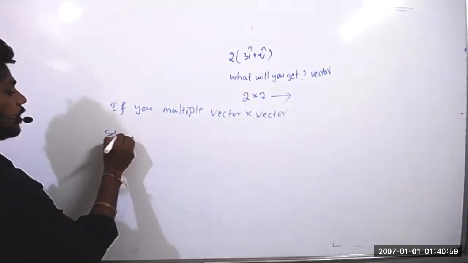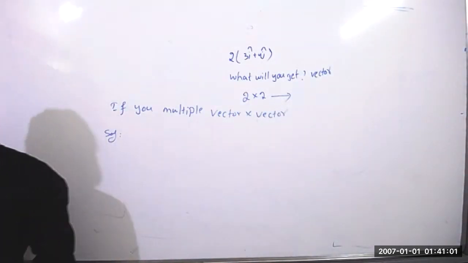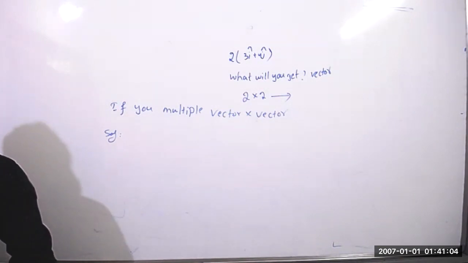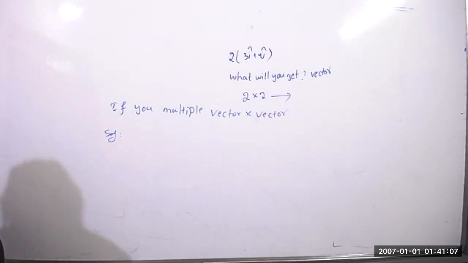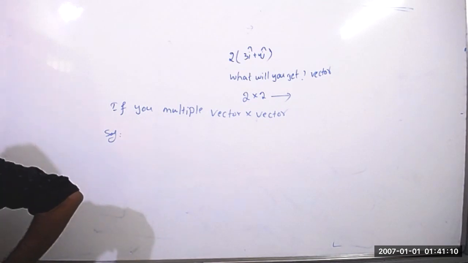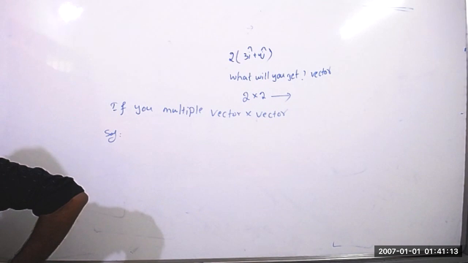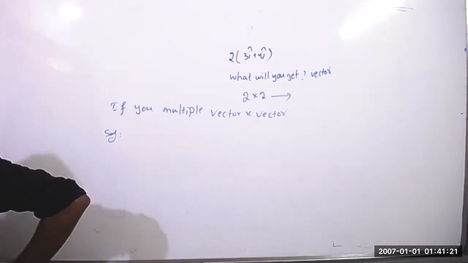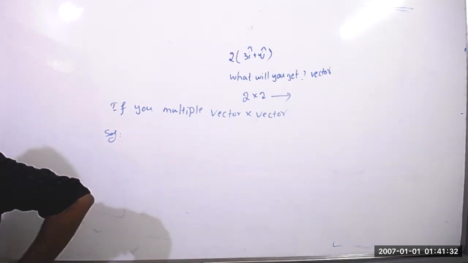Answer. Scalar or vector? Sir, I think only vector. Come on, remaining people, they are not speaking. Are they not interested? This question comes in the test. If you multiply a vector into a vector, what will we get? Sir, I think it is vector.